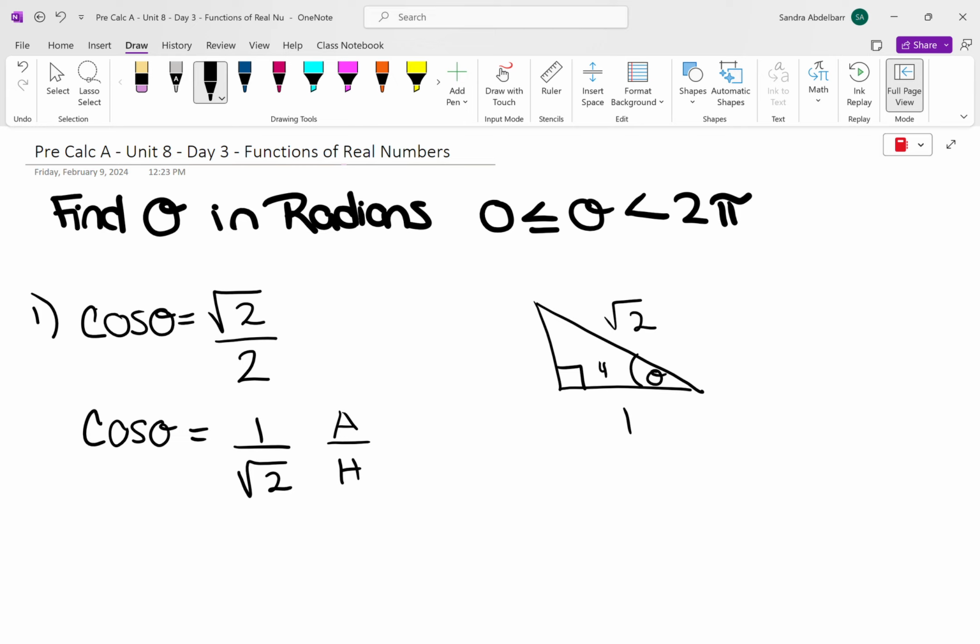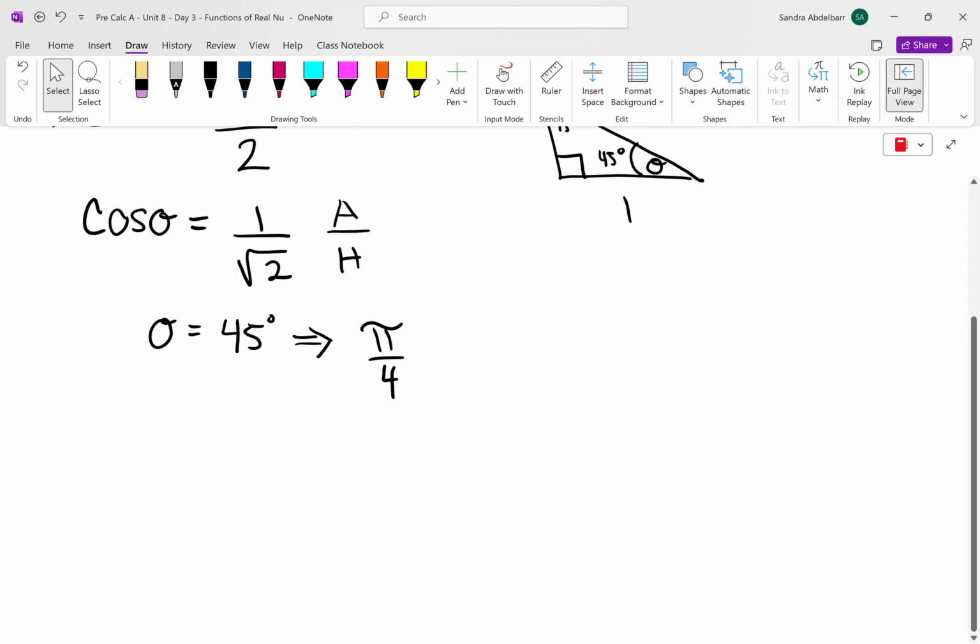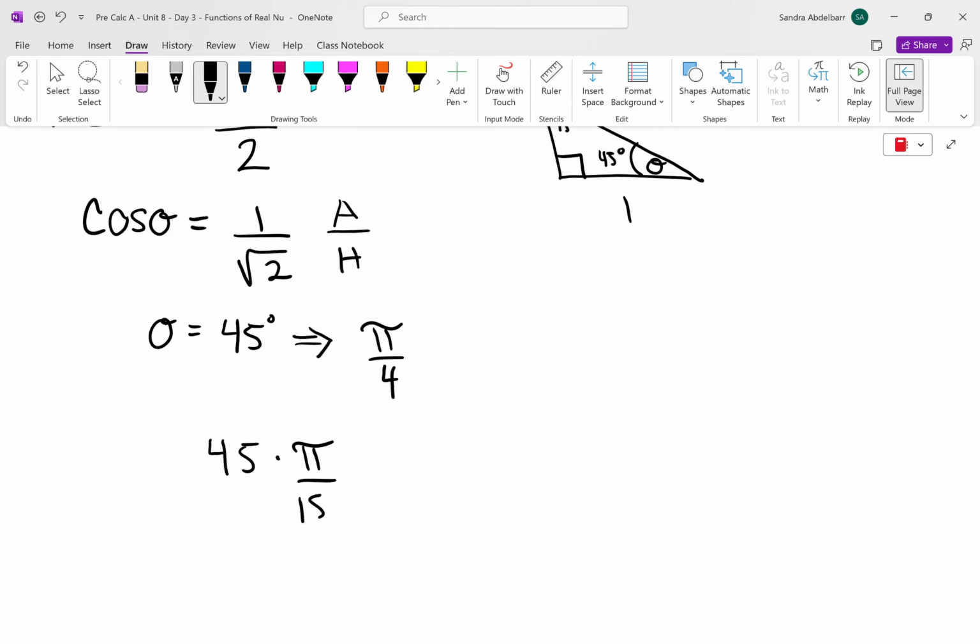45, you got it. This is a 45, 45, 90. So since we know theta is equal to 45 degrees, we want to translate this into radians, which will be what in radians? Pi over 4. Now, I hope that you have that memorized, but let's say you didn't. What should you have done if you didn't have that 45 was pi over 4? You would have taken 45 and multiplied it by what? Pi over 180, which would give you the pi over 4.